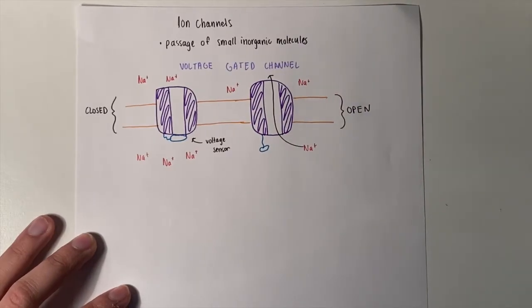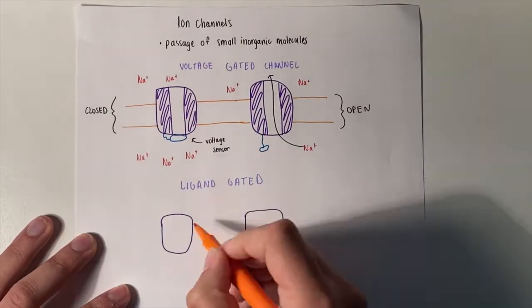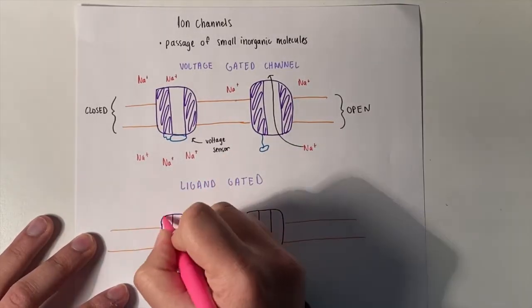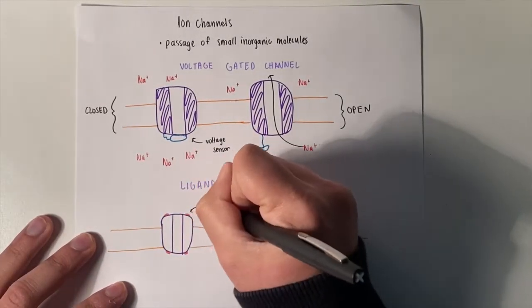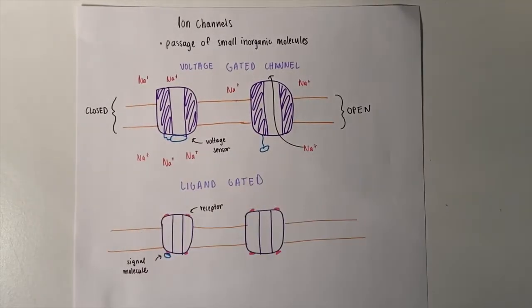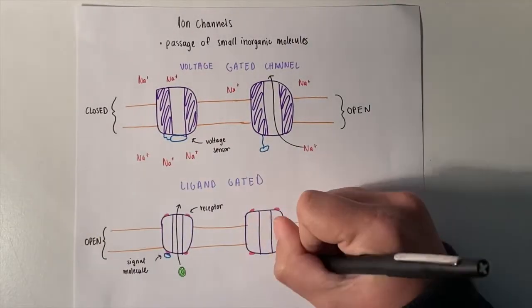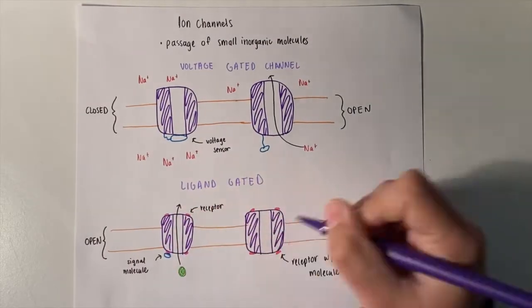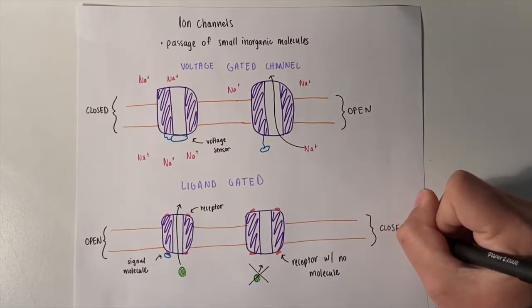The second type of ion channel is ligand-gated. This channel is only opened when a specific molecule is bound to it. An example of this type of channel would be a synapse on a neuron. Neurotransmitters land on receptors on the channel to tell it to open.